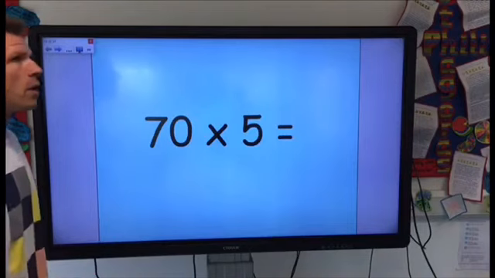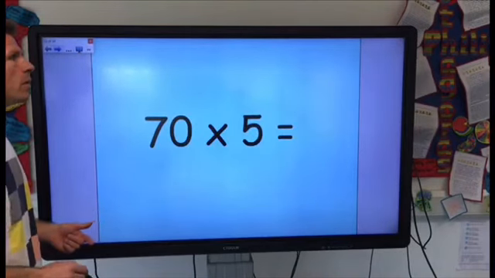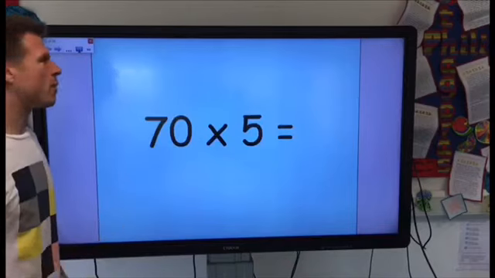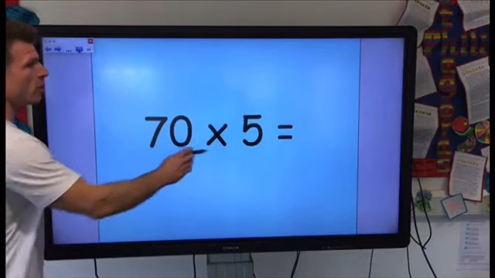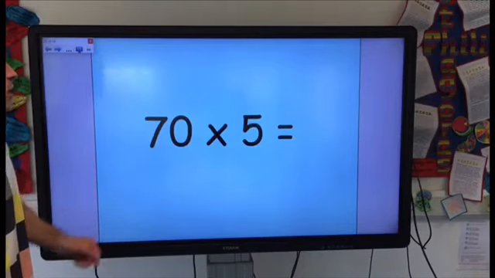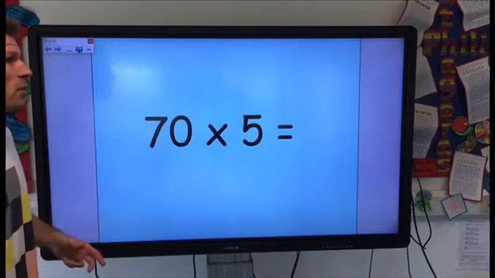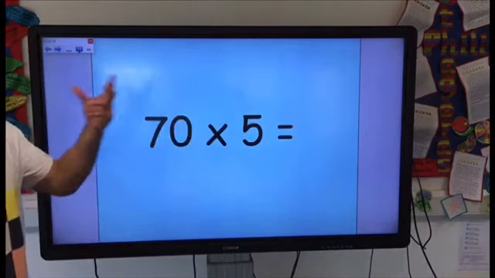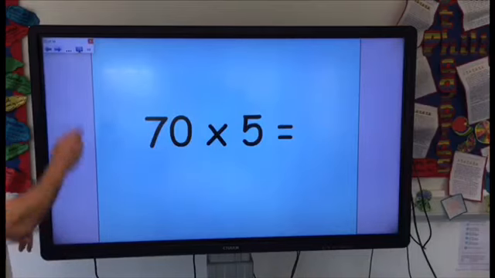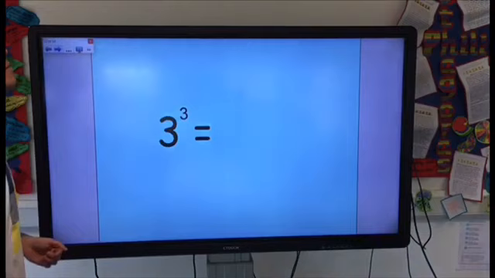70 times 5. 350. So for this one, I knew that 7 times 5 was 35. 70 times 5, well, 70 is 10 times bigger than 7. So the answer is going to be 10 times bigger. So I'll put that 0 on the end. Of course, when you multiply something by 10, it moves over a column and you pop the 0 on the end. 3 cubed, oh dear, cube numbers.